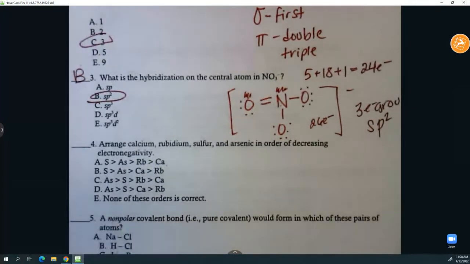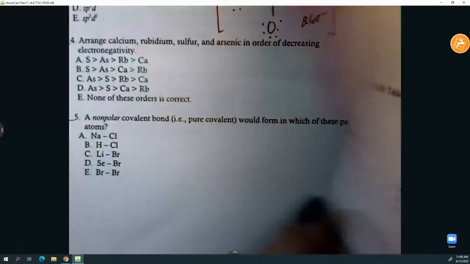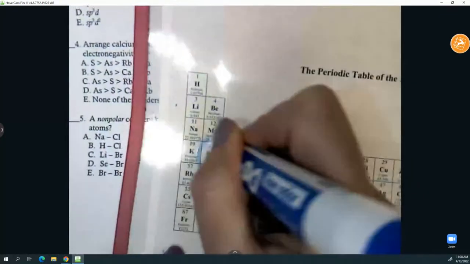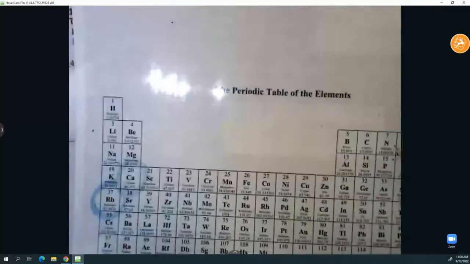Okay, arrange calcium, rubidium, sulfur, and arsenic in order of decreasing electronegativity. All right, so what were my choices? I'm going to just circle them on here: calcium, rubidium, sulfur, and arsenic.